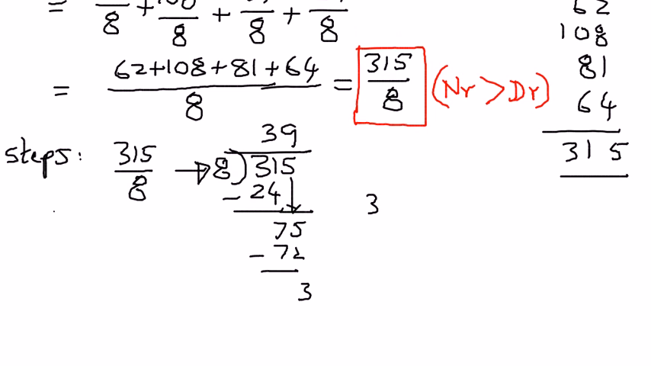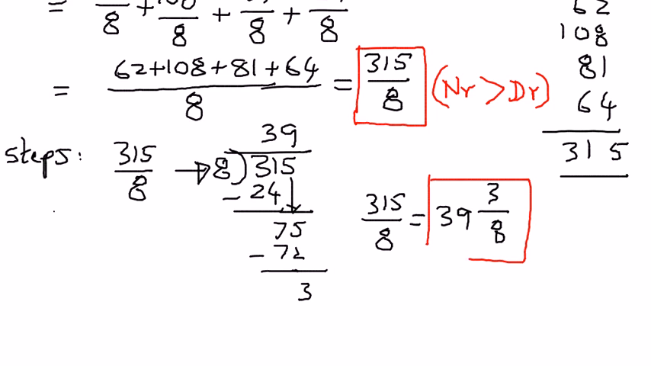Therefore 315 divided by 8 is going to be equal to 39 3 over 8, like that, and therefore 39 3 over 8 is the simplified form of this number 315 divided by 8. 315 divided by 8 is in its improper fraction format, and 39 3 over 8 is in its mixed number format.